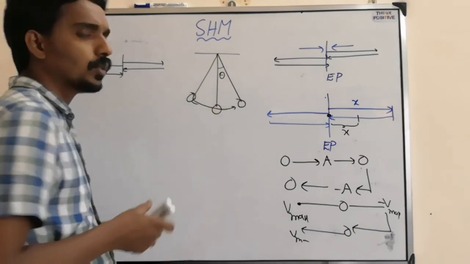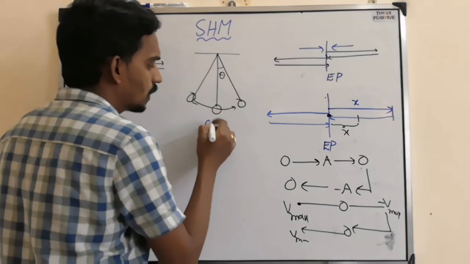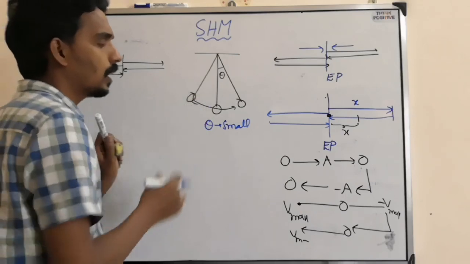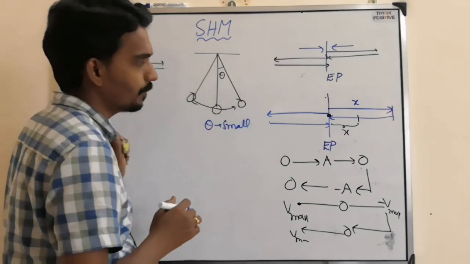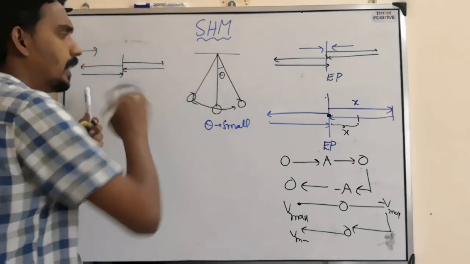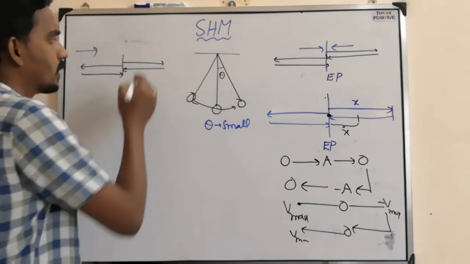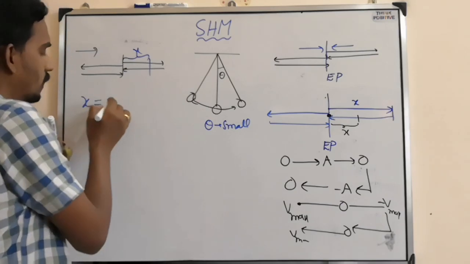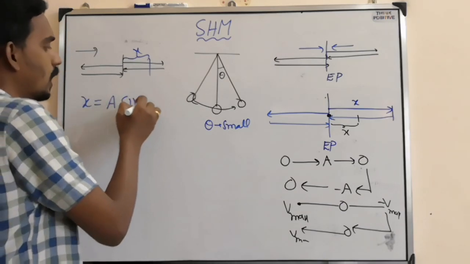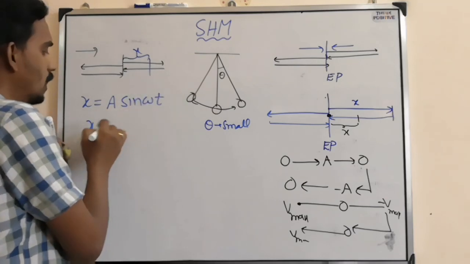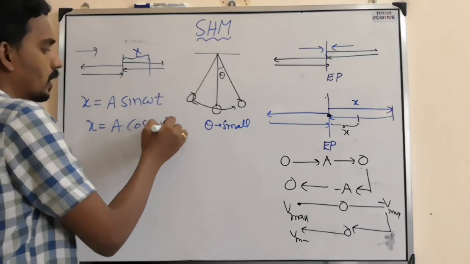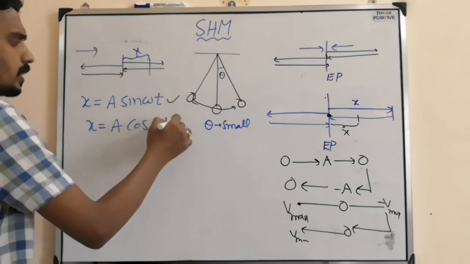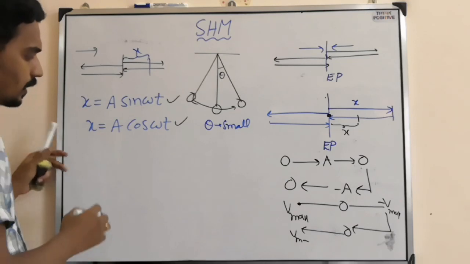But here we have to consider one approximation: theta should be very small. Only then is this called SHM. Then in any case, at one particular instant from the start, what is the displacement? That displacement equation is either A sin omega t or A cos omega t. These are the two equations. Why two equations? Because they give two situations.